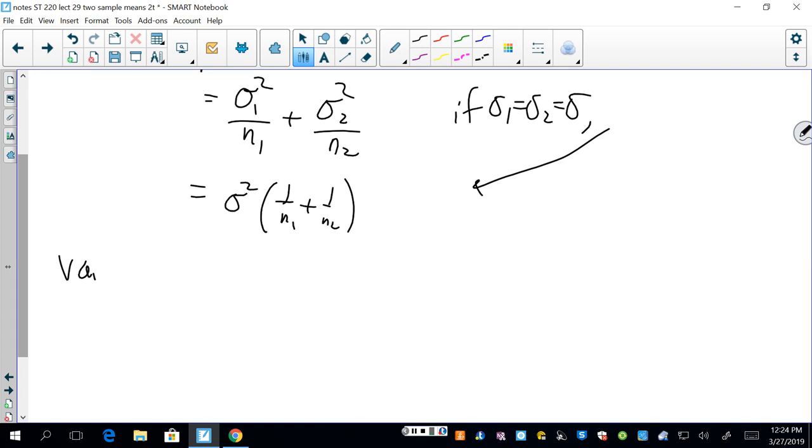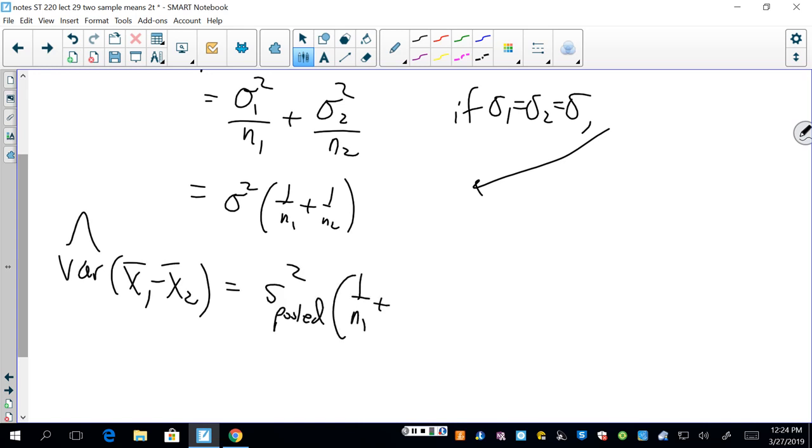For our estimate of the variance of x bar 1 minus x bar 2, we'll put a little hat on it for the estimate, and we're going to put that pooled version of those two variances in there. And that's what we use as the basis of our standard error. That's actually the standard error squared for our x bar 1 minus x bar 2.